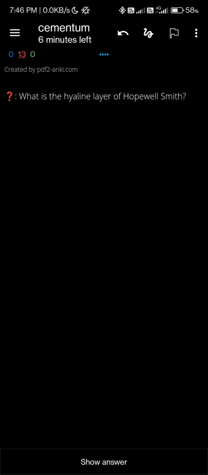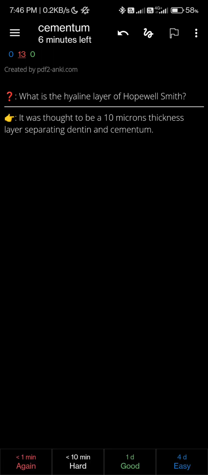What is the hyaline layer of Hopewell-Smith? The 10 micron thick layer between dentin and cementum is called the hyaline layer of Hopewell-Smith.